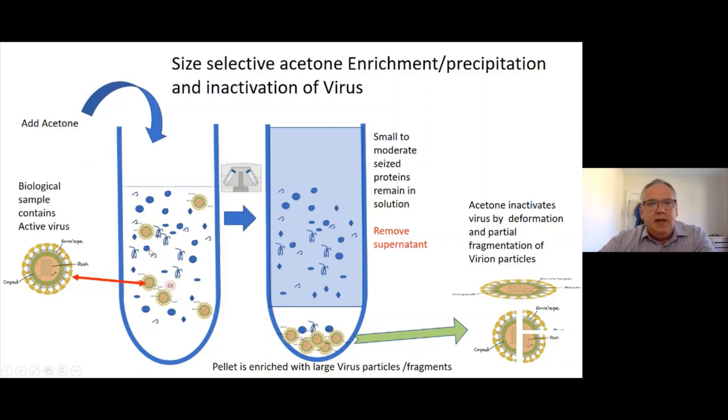So we add our acetone at a 1-to-1 ratio with our biological sample at 4 degrees. We then spin it at 16,000 G at 4 degrees for 30 minutes. And this achieves an enriched pellet of your viral particles. You will bring down some large proteins, and of course albumin, our little smiley chap who's always a pain for us mass spectrometrists. But the most important thing is you're leaving behind a lot of small, in fact, you're clearing small to moderate sized proteins from your sample by doing that selective acetone enrichment precipitation.